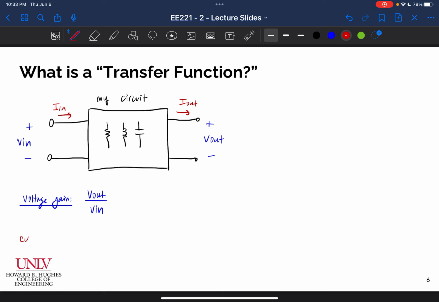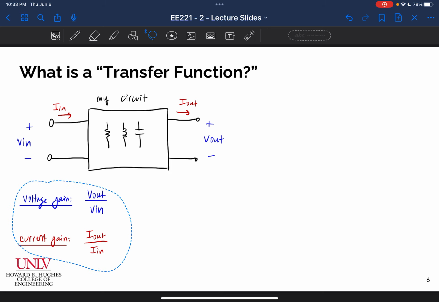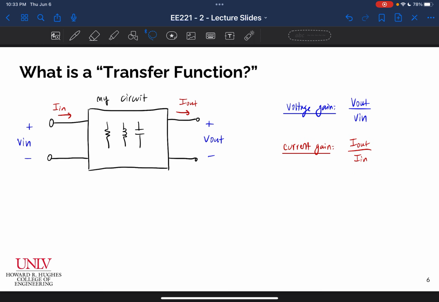The second type of transfer function is called current gain, and I'm sure you could figure out what that's going to look like. That's going to be the ratio of my output current to my input current. So that right there is two different types of transfer functions. We've got voltage gain and current gain. Those are probably the two most common types, the two that we'll look at most frequently. But there are two other types of transfer functions that we can derive from such a circuit or system where we have a single input and a single output.